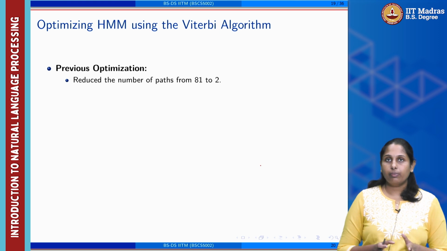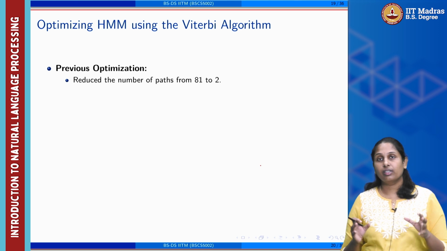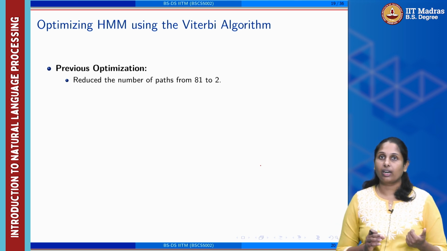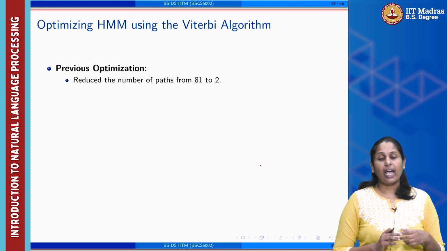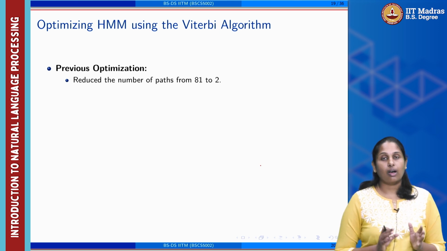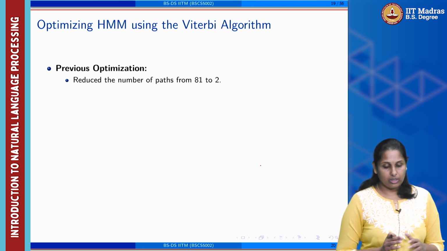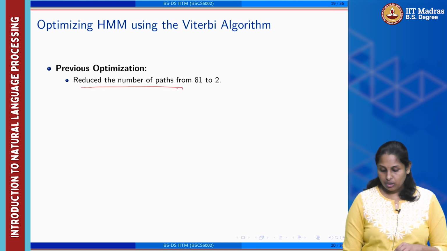Now, how do we optimize this HMM? Because we are traveling through multiple paths, 81 different paths we have to go through to come up to the 2 paths which are ambiguous, so we are using some kind of optimization. Now, can we use some other method, something like the Viterbi algorithm? The Viterbi algorithm helps us in optimizing the HMM. So, it reduces the number of paths from 81 to 2.